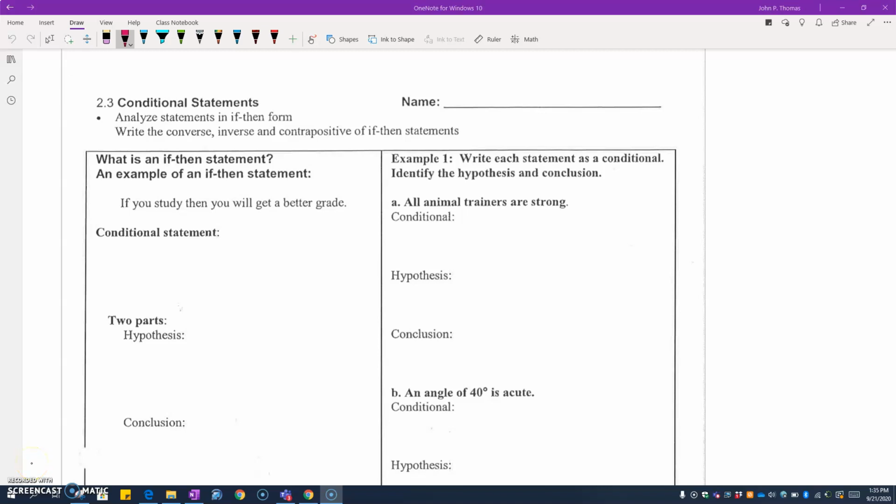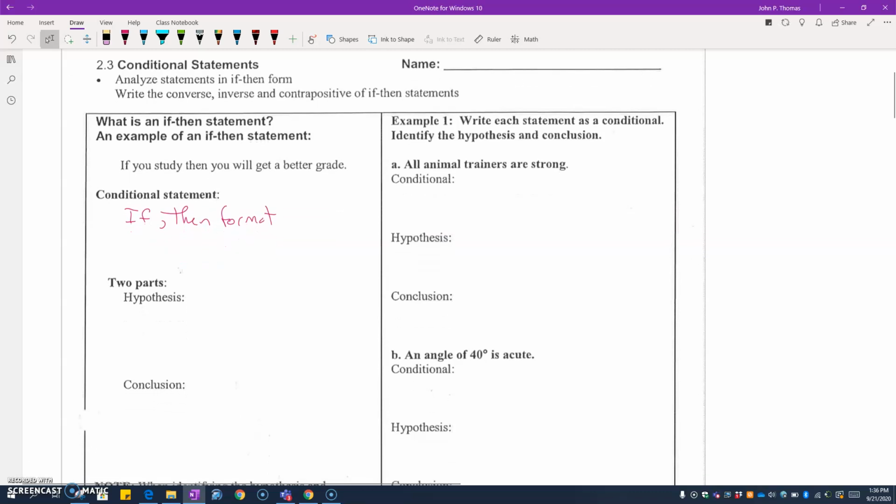All right, so today's lesson's on conditional statements. So first thing here is we have an example of a conditional statement. It says, if you study, then you will get a better grade. All right, and a conditional statement is really any statement that can be written in an if-then format.